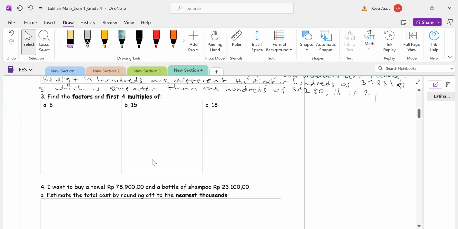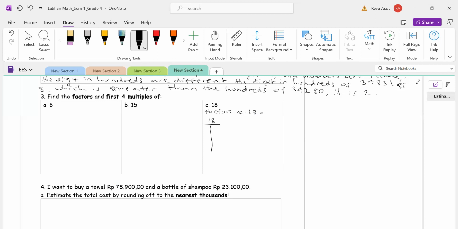Okay, next, for number 3, find the factors and first 4 multiples of 6, 15, and 18. And here I'll just explain about the factors of 18. To get the factors, what are the factors of 18? We need to find out what number times what number to make 18. It is the fastest way.